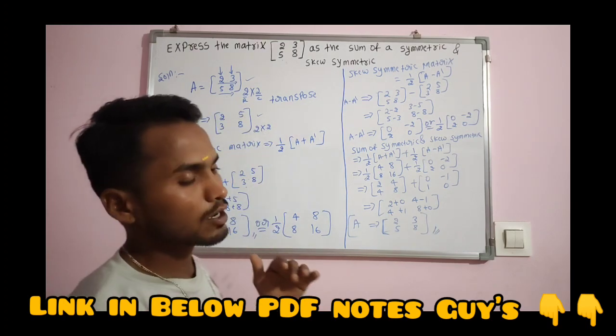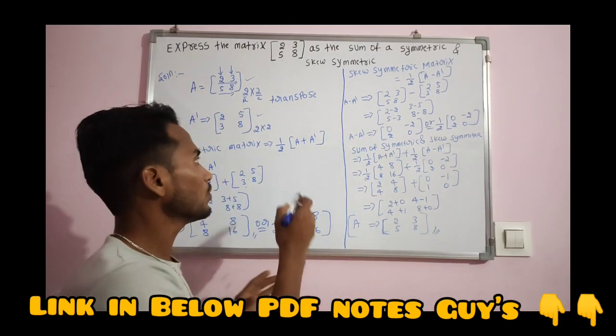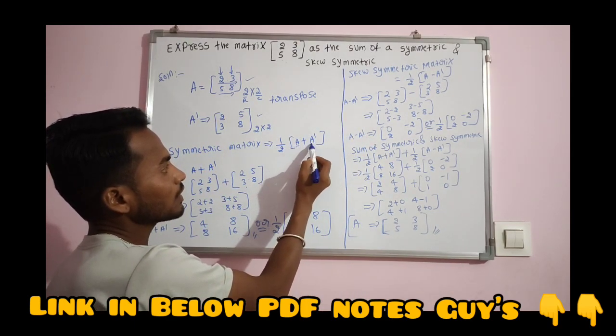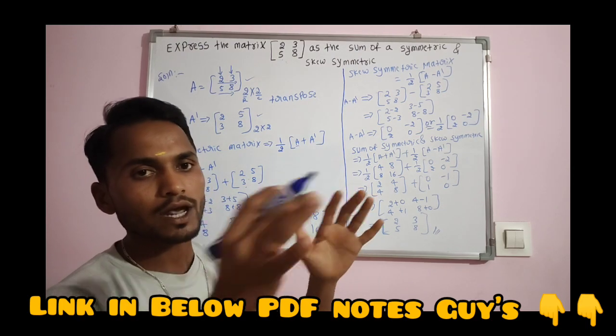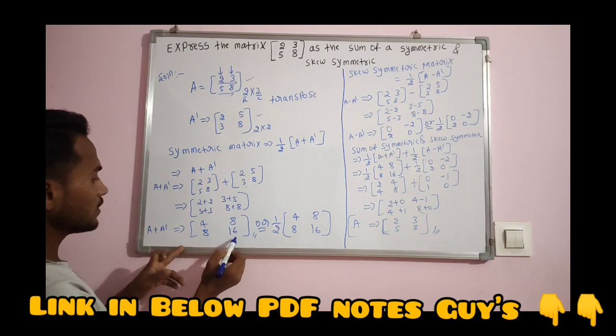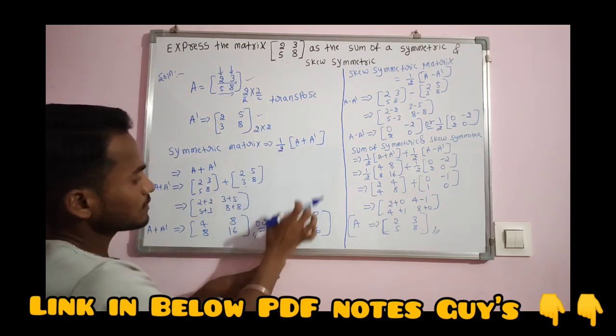The symmetric matrix has one more formula: 1 by 2 bracket A plus A dash. Here A is the given matrix, then find the transpose of the matrix, and add them. This is the result. You have to put this added result here.